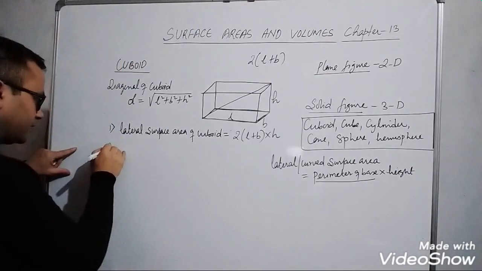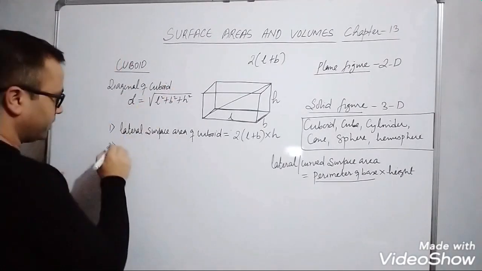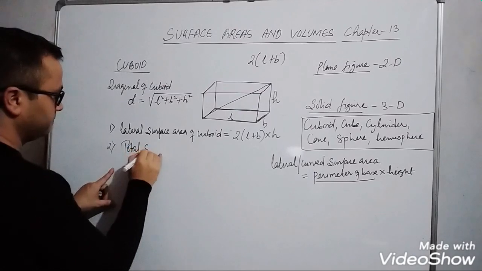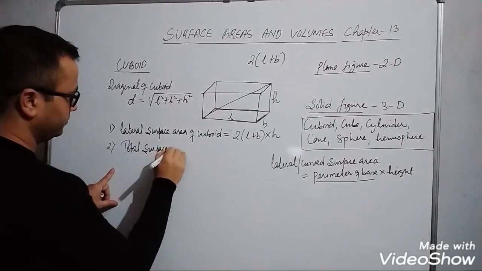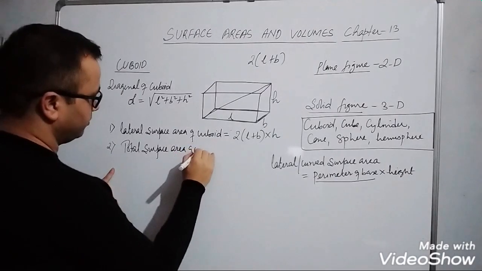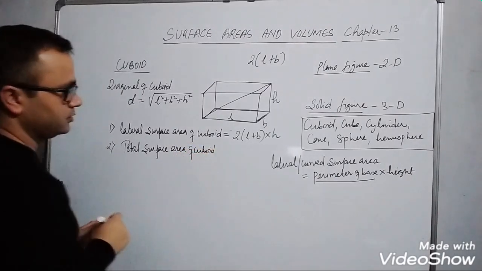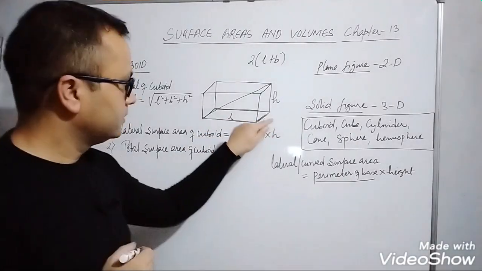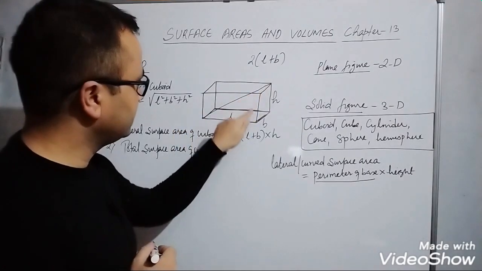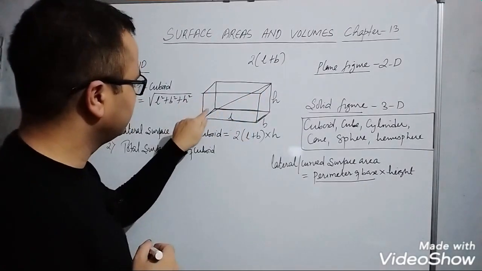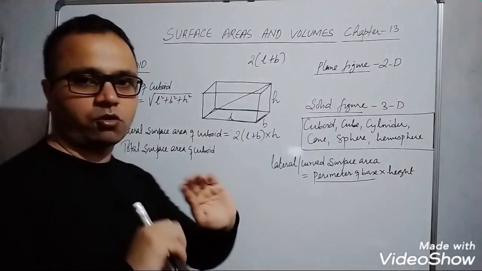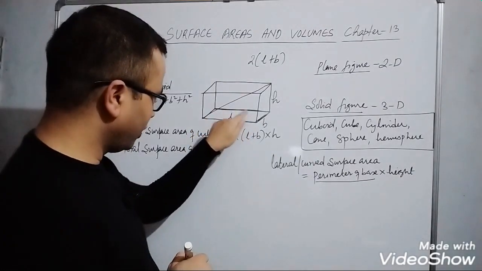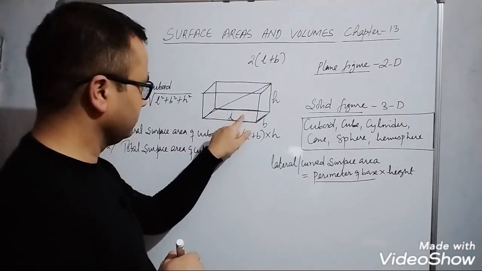And the next part is total surface area. There are two surfaces, one is lateral or curved surface, another is total surface. So the total surface area of a cuboid. Here is L into B. For the total surface area, this area plus this area plus this area, back side area, front side area, means all the surfaces, we have to add all the surface areas.